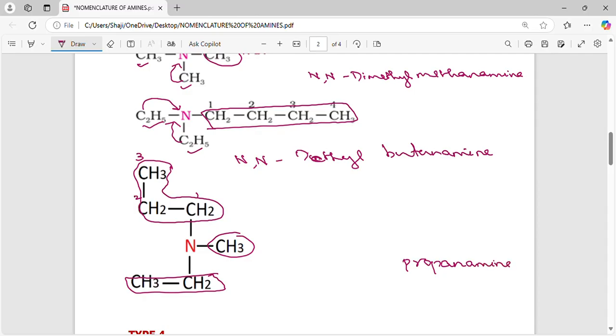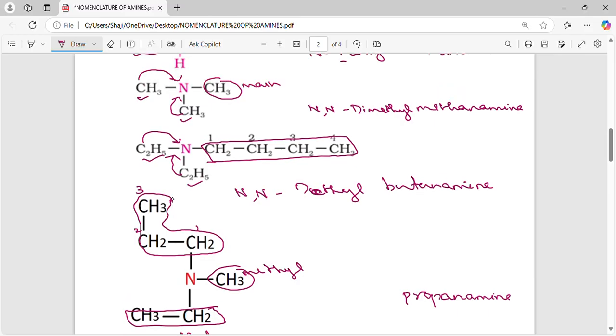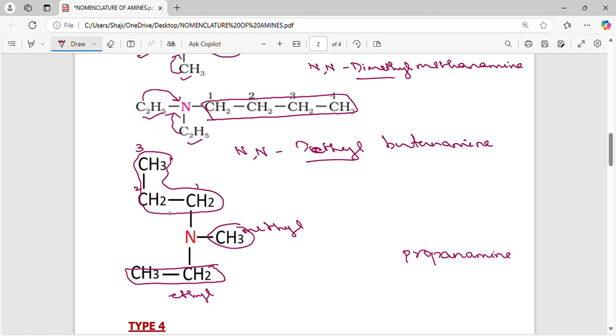And there are two branches, but both the branches are different. One is methyl. This branch name is methyl because CH3. And this is ethyl. So in the previous two questions, both the branches are the same, like here dimethyl and here diethyl. But in this question, one branch is ethyl, another branch is methyl. So in such cases we need to follow the alphabetic order, so that ethyl comes first.